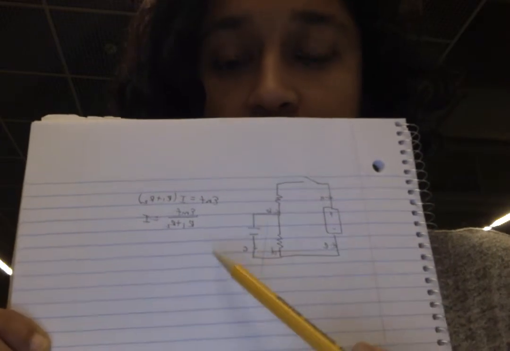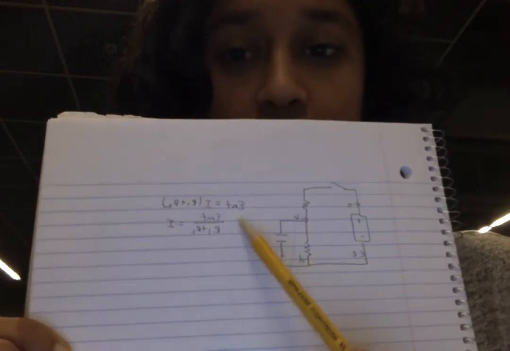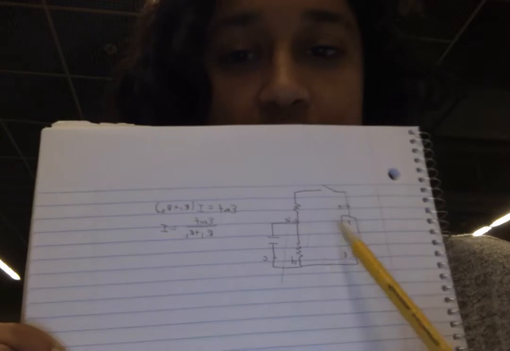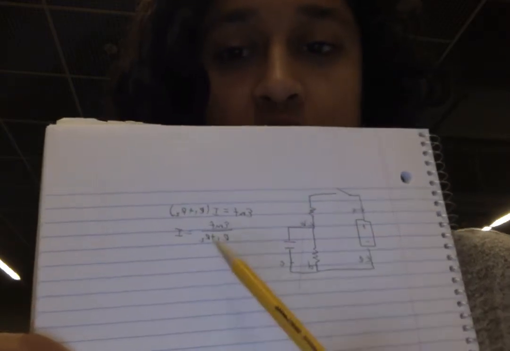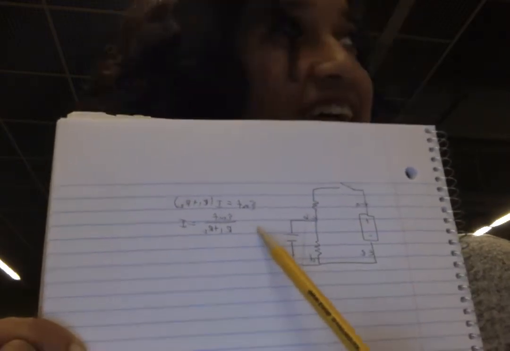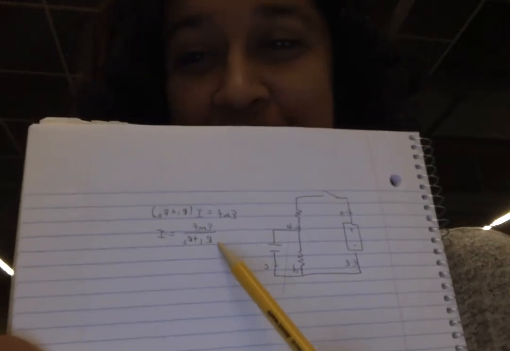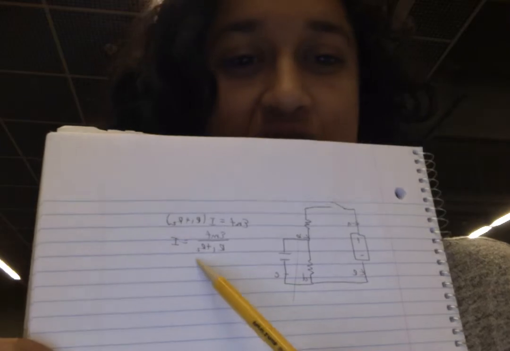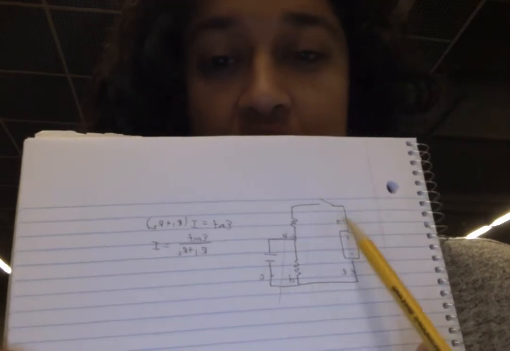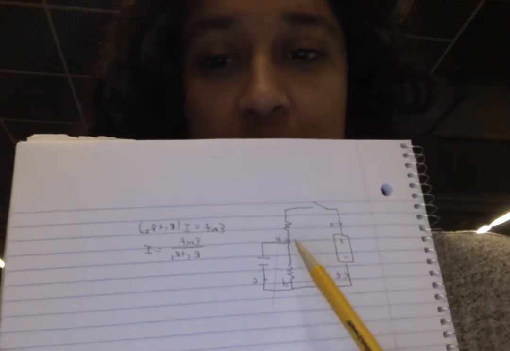So based on that, you can see that, using the loop rule, EMF is equal to I times these 2 resistors. Solving for I, you find that EMF over R1 plus R2 is equal to I, and that is equal to the current at A, E, B, and D.